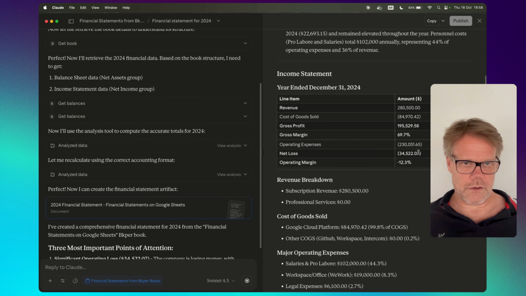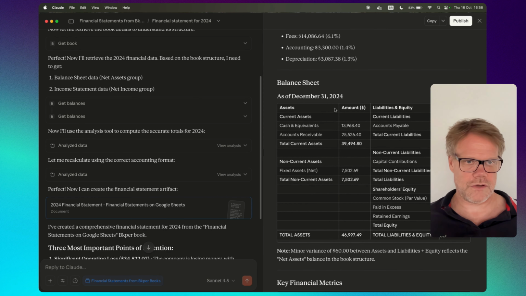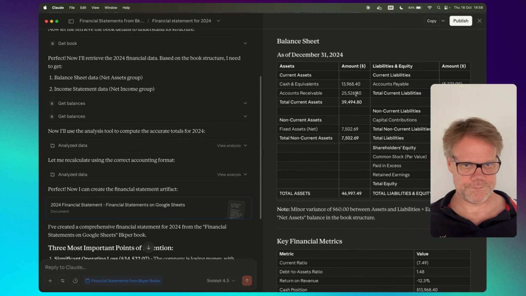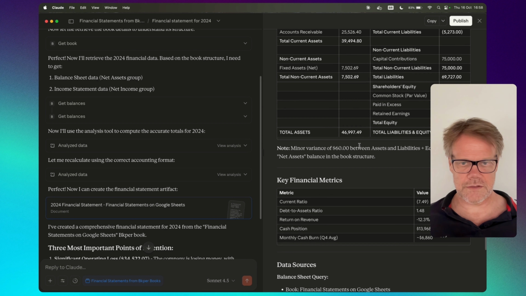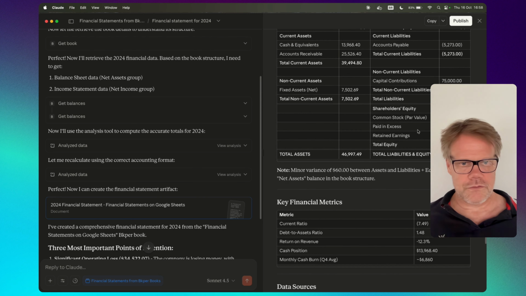It mentions a loss with a margin of 12%, and then it goes to a traditional balance sheet with assets and liabilities, and it shows some ratios. Okay, so let's have a check.